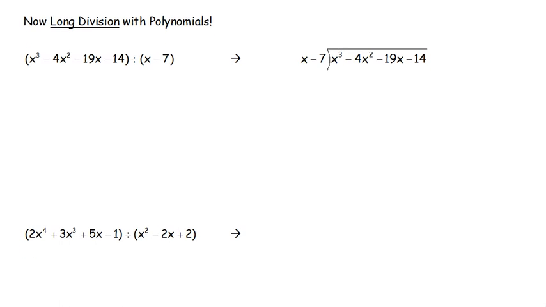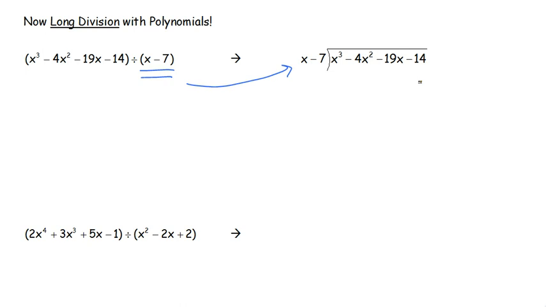Okay, so we're going to take all that we know about long division and we are going to apply it to polynomials. So we're going to start off with this x to the third minus 4x squared minus 19x minus 14 and divide it by x minus 7. When we write this, x minus 7 is what we are dividing by, so that's what's going to go on the outside. X cubed minus 4x squared minus 19x minus 14 is what's going to be left going over on the inside.